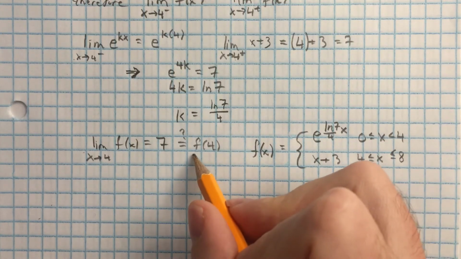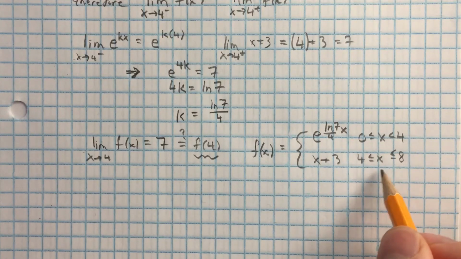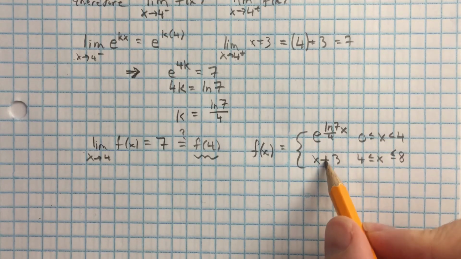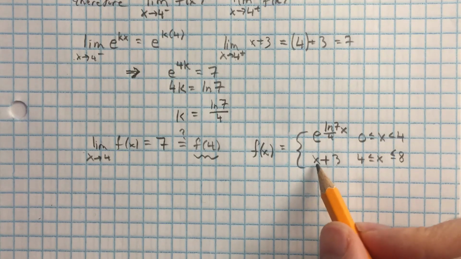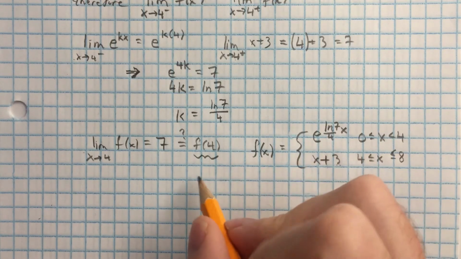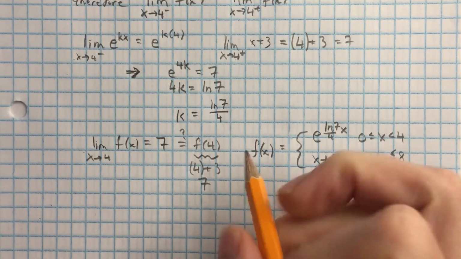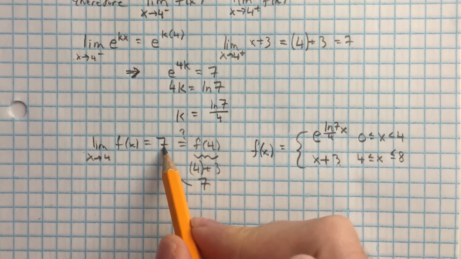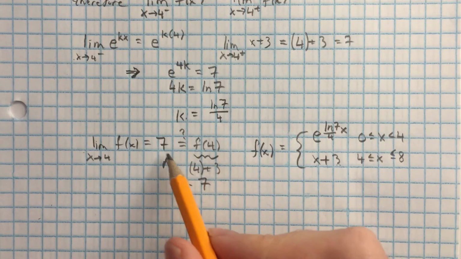All right. So now, f of 4. What is f of 4? Well, when x is 4, I'm going to be plugging it into the second rule of this piecewise defined function. 4 plus 3 is 7. So therefore, we have exactly what we wanted. Yes, they are the same. The limit now forced to be 7 because of our choice of k is now the same as the function value at 4 being 7.